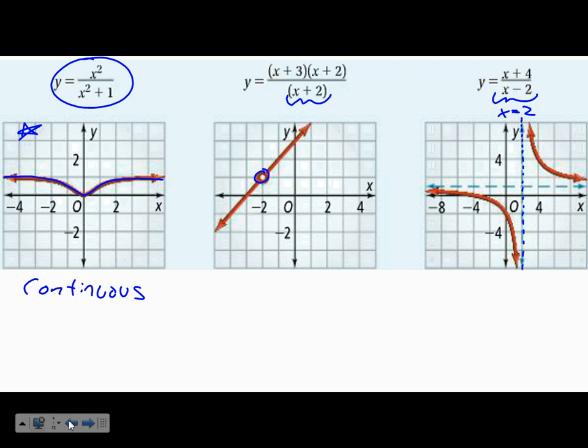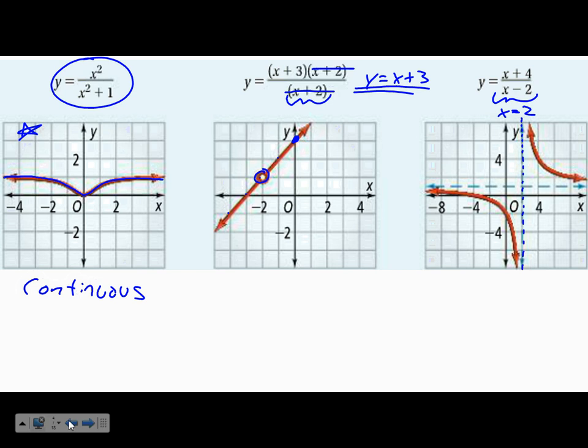But the reason this one's not an asymptote is because if you look, there's an x plus 2 on top and an x plus 2 on the bottom. So really, this function ends up being y is equal to x plus 3. So 3 is our y-intercept. Our slope is 1. But that's what it cancels out to be, so that's what you would graph.